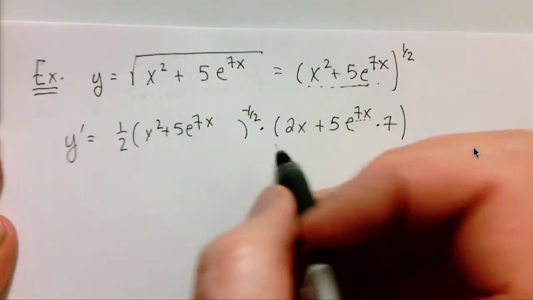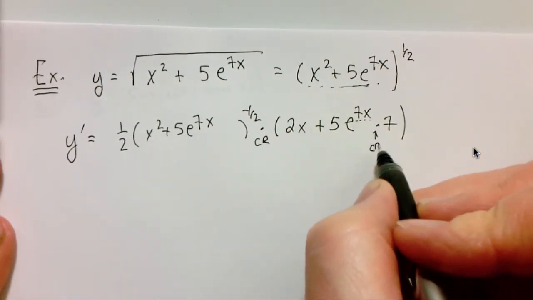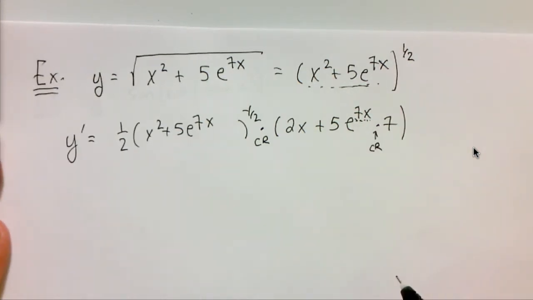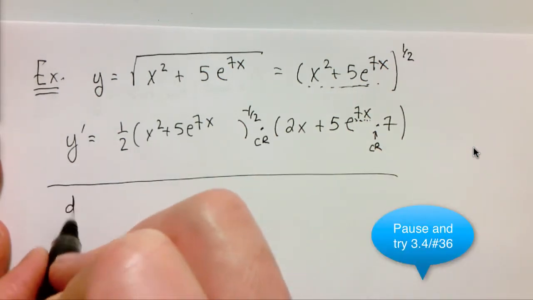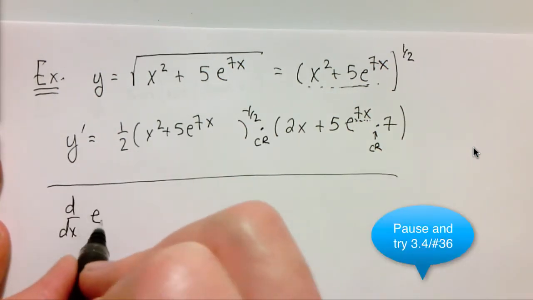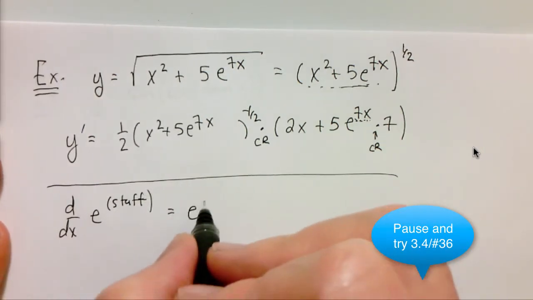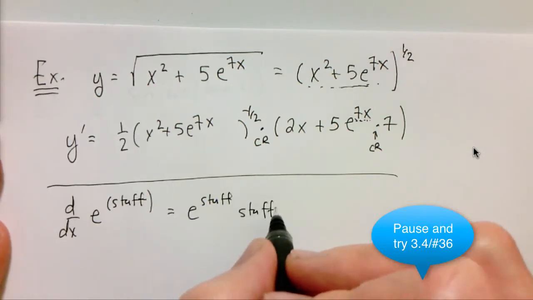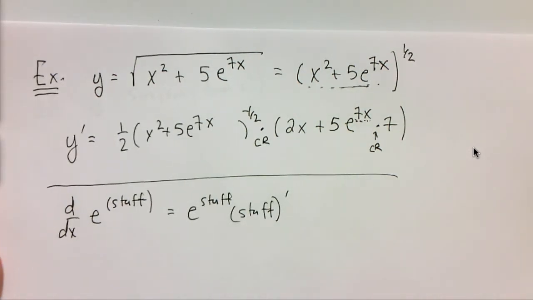So there were two chain rules involved. This chain rule times the derivative of the inside, and then this chain rule, where I had to multiply by the derivative of the inside of the exponential function. As an aside, the derivative of e to some stuff is e to that stuff times the derivative of that stuff. It's a special case of our chain rule, but one we'll get used to.